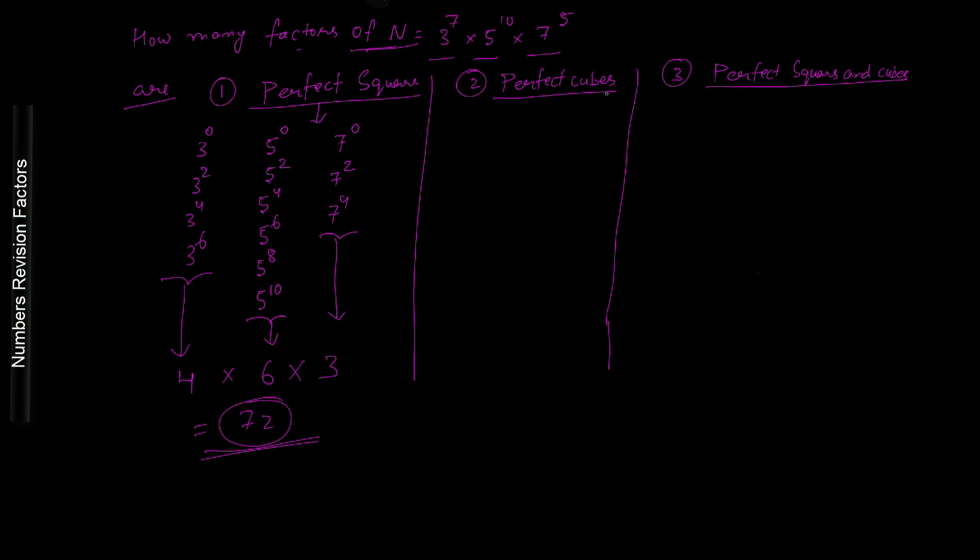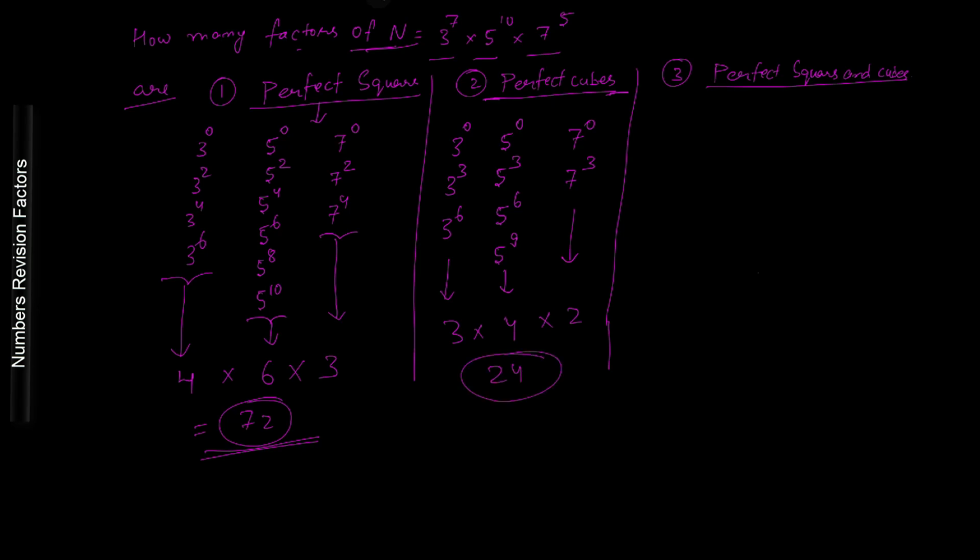Similarly, how many are perfect cubes? Now, to get a perfect cube, we need the powers which are multiples of 3. 0 can be taken as a multiple of anything, okay? So multiples of 3. For 3, we have 3 to the power 0, 3 to the power 3 and 3 to the power 6. For 5, we have 5 to the power 0, 5 to the power 3, 5 to the power 6 and 5 to the power 9. And for 7, we have 7 to the power 0, 7 to the power 3. That's it. So the number of factors will be 3 times, for 5 we have 4 possibilities and for 7 we have 2 possibilities. So there are 24 factors of n which are perfect cubes.